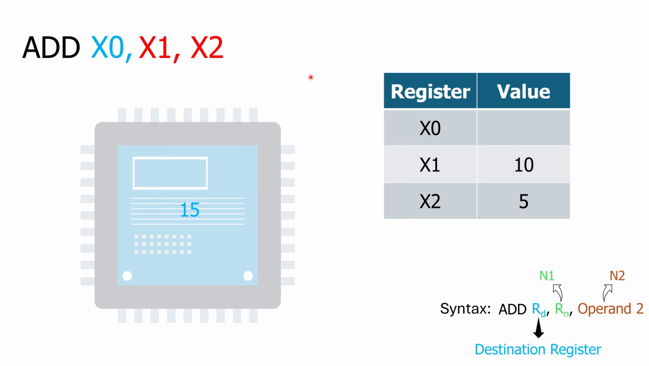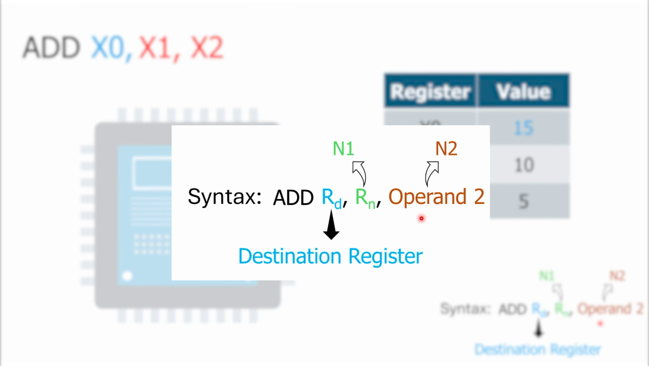So it takes my result 15 that's in the arithmetic logic unit, or ALU, and transfers it back to the register x0. Using this instruction, I am adding two numbers, 10 and 5, that are stored in the registers x1 and x2. We call this third parameter in the add instruction an operand. The reason is, as I told you before, it can be either a register or an immediate value.